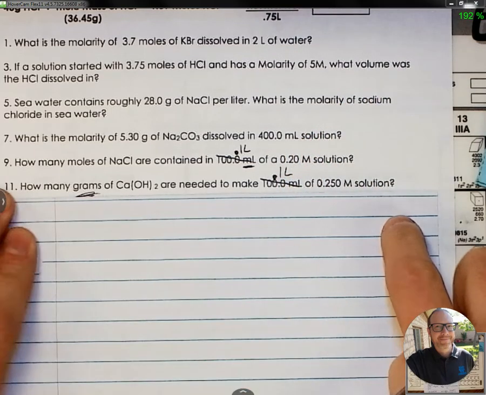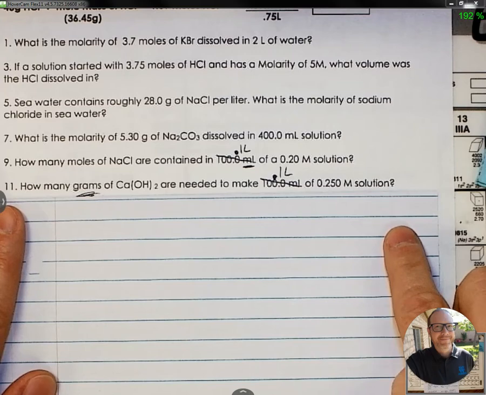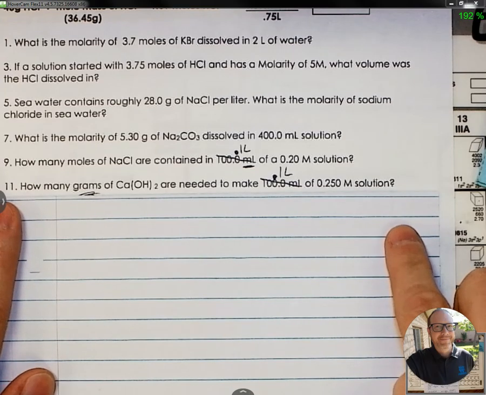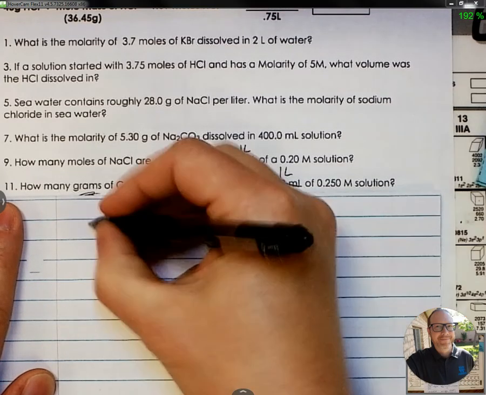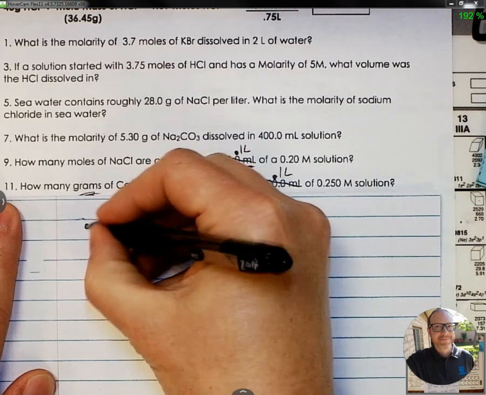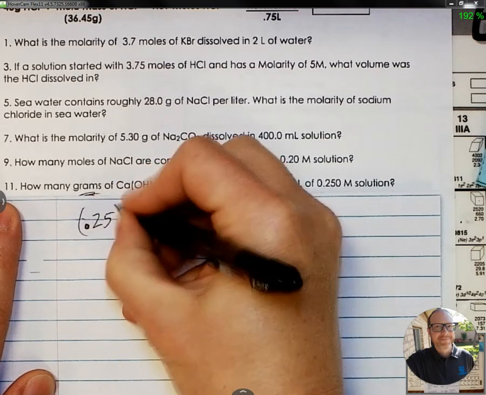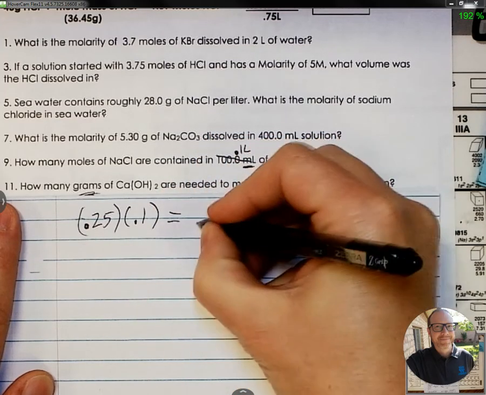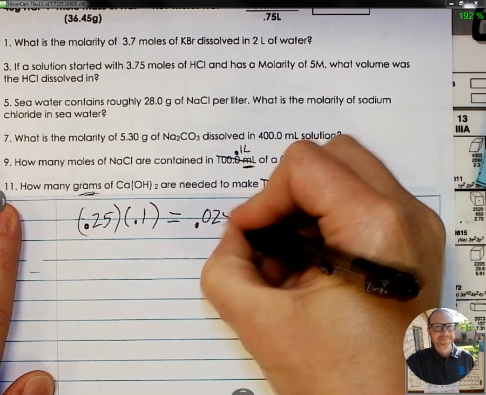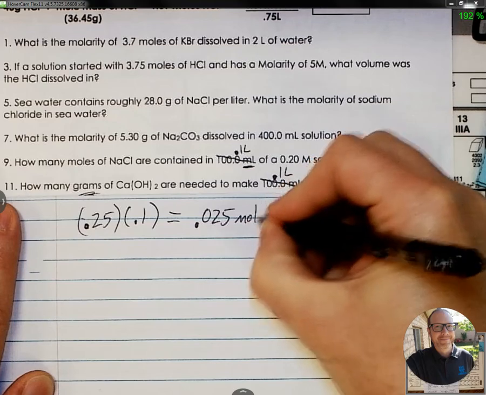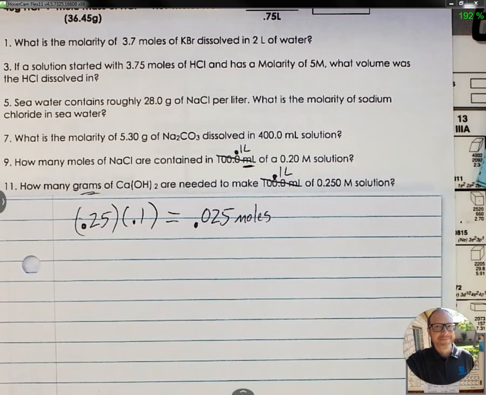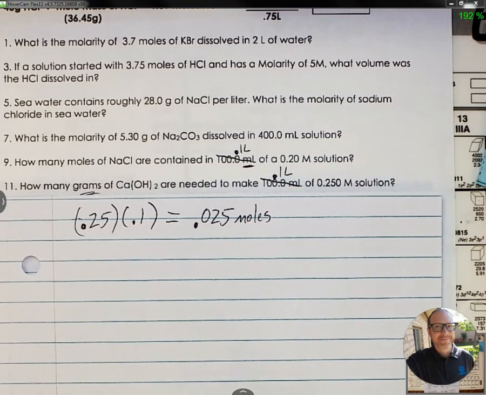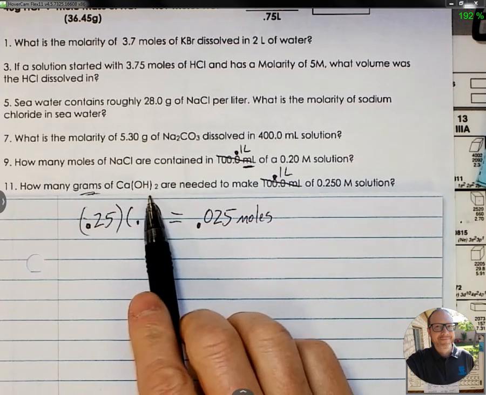Okay. So if I'm trying to find moles, it's going to be just like I had a minute ago. Moles is equal to concentration times volume. So I'm going to say 0.250 times 0.1. It's going to be 0.025 moles, right? But I need to find the molar mass of CaOH2.